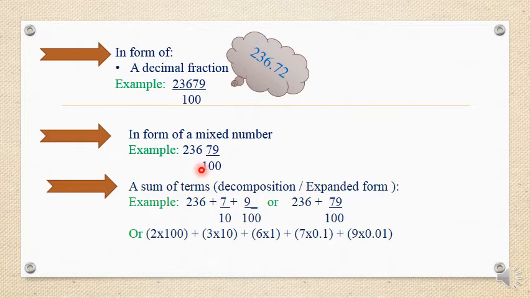Finally, a decimal number could be written as a sum of terms, or we can say decomposition, or in other words, expanded form. What is the meaning of expanded form or decomposition? Example, taking the same decimal number, it could be written in this form, or this form, or similarly in this form. Let's discover how it could be written.